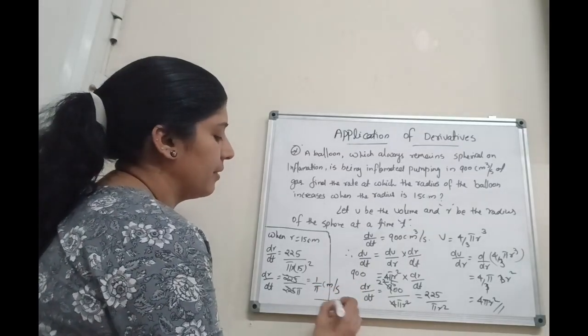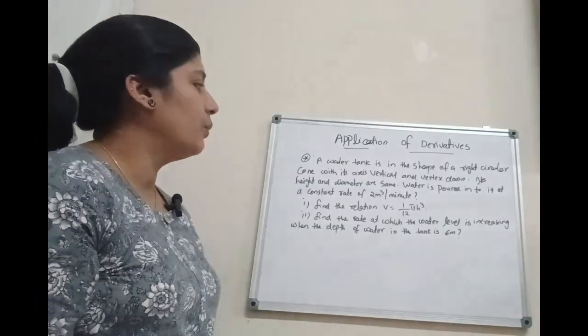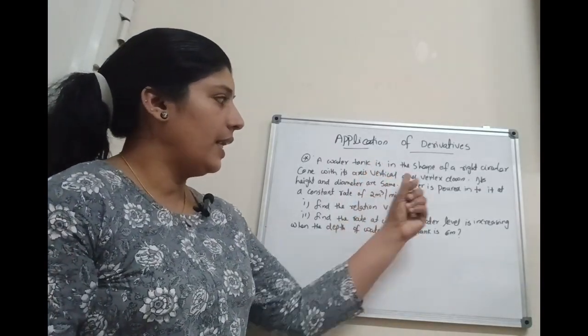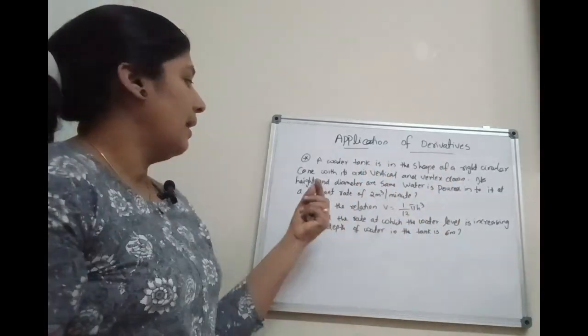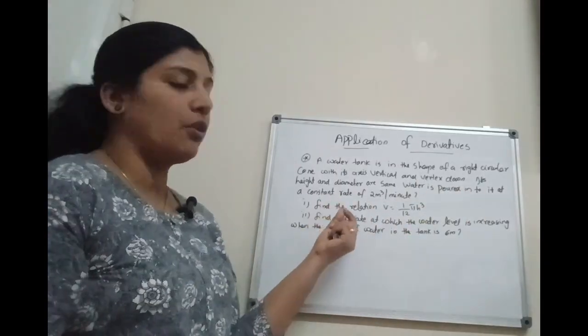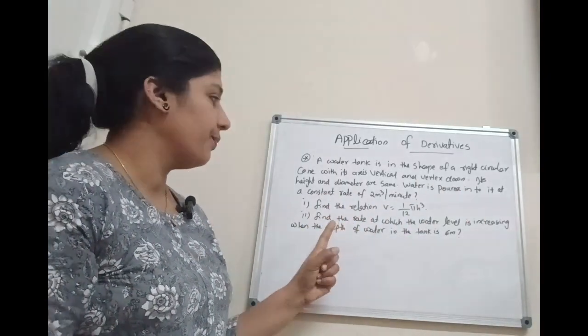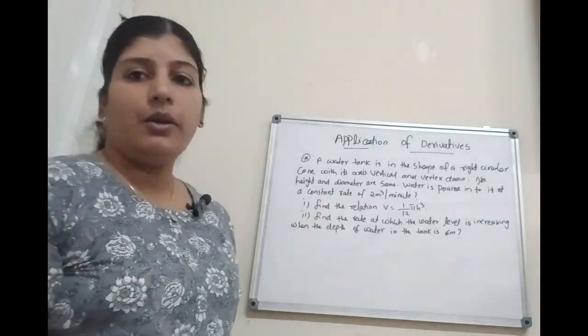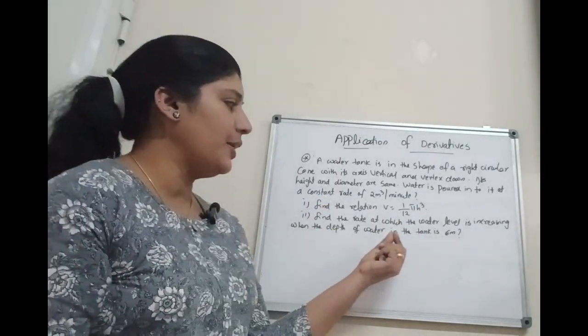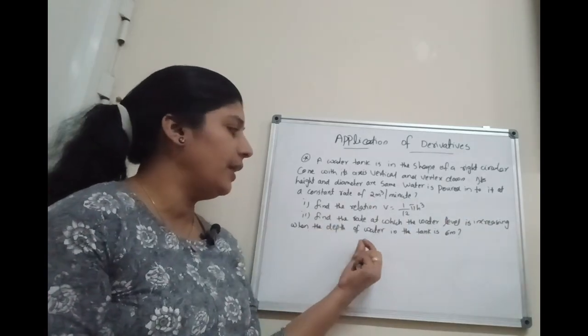That is, the radius increases at the rate of 1 by pi centimeter per second. Next question. A water tank is in the shape of a right circular cone with its axis vertical and vertex down. Its height and diameter are the same. Water is poured into it at a constant rate of 2 meter cube per minute. First, find the relation V equal to 1 by 12 pi h cube. Second, find the rate at which the water level is increasing when the depth of water in the tank is 6 meter.